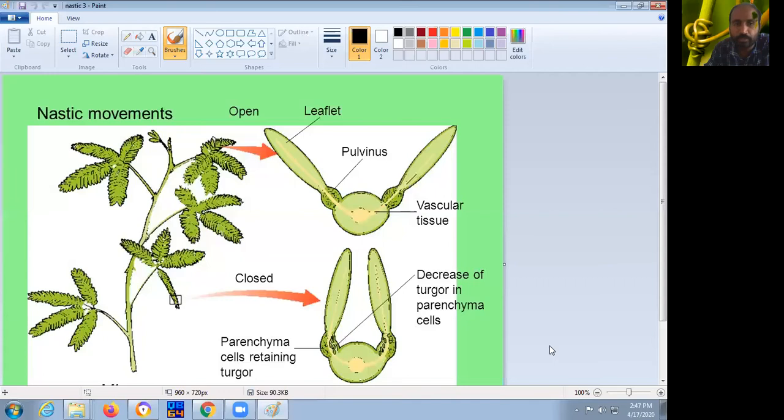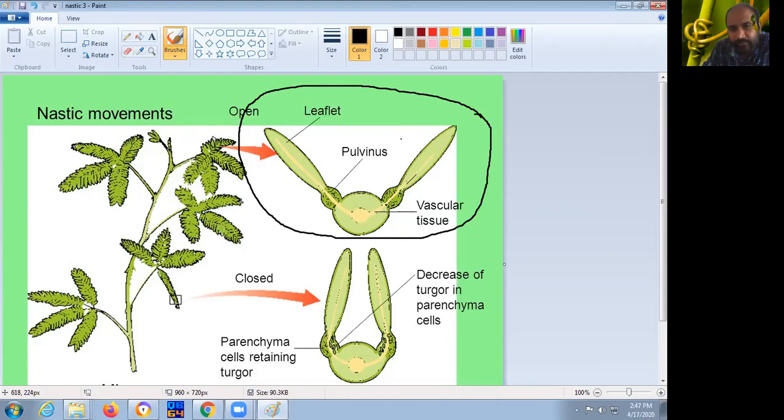Now I will show you one picture, and I will show you one example for this nastic movement. Yeah. Now here we have our touch-me-not plant. Here you can see this is the enlarged or magnified part of the leaf.